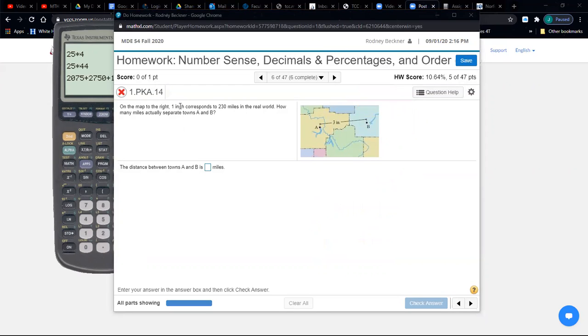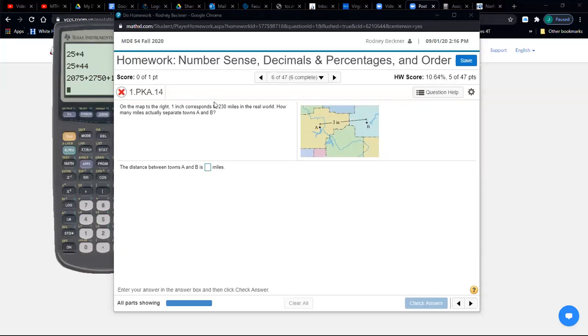On the map to the right, 1 inch corresponds to 230 miles in the real world. How many miles actually separate towns A and B? So these assignments love towns A and B. You know, there's no Chicago, there's no Norfolk, there's no Richmond, no Virginia Beach. It's town A and B.